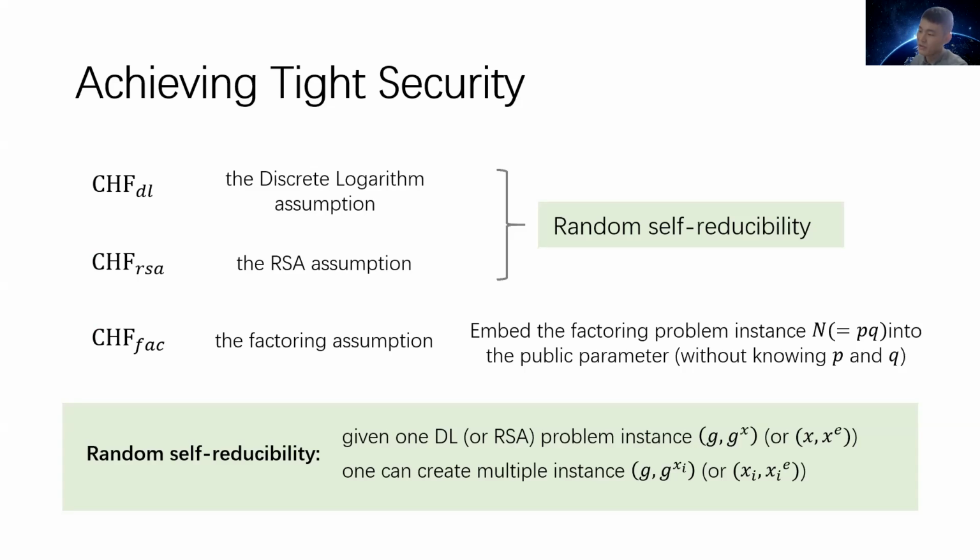As for CHF factoring, we embed the factoring problem instance into the public parameter, which is shared by all users. In this way, no matter which target hash key is chosen by the adversary, the collision can be used to solve the factoring problem. That's why tight SMUCR security can be achieved.